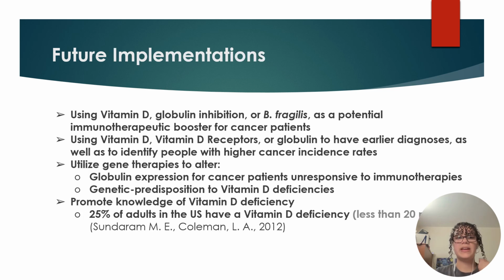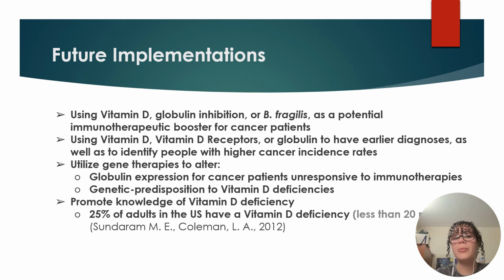Finally, for future implementations, we could be using vitamin D, globulin inhibition, or B. fragilis as a potential immunotherapeutic booster for cancer patients. We could also use vitamin D, VDR, or GC to have earlier diagnoses, as well as to identify people with higher cancer incidence rates. We could use gene therapies to potentially alter GC expression for cancer patients unresponsive to immunotherapies, as well as for people with genetic predisposition to vitamin D deficiencies.